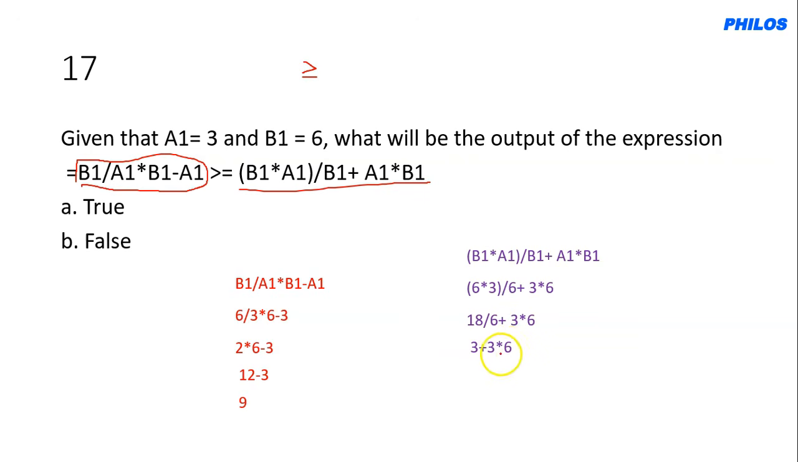So now we can operate the multiplication. 3 times 6 will give us what? 18, isn't it? So we have 3 plus 18, and 3 plus 18 will give us 21. You can put the whole of this on your calculator, provided you fix it very well, you get 21. And this, you get 9. Now, is 9 greater than or equal to 21? No, 9 is never greater than or equal to 21. That is false. So the correct answer for question 17 is B.